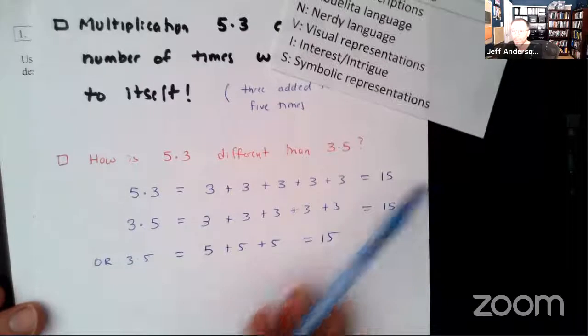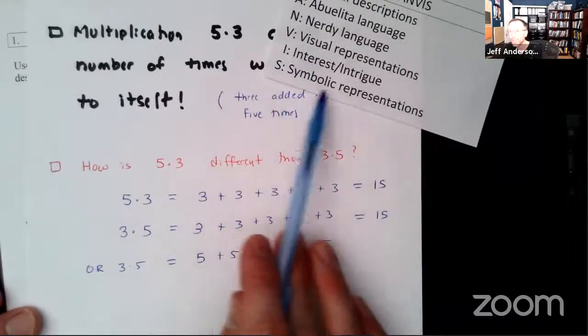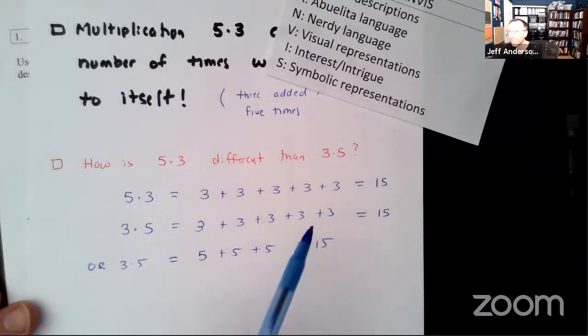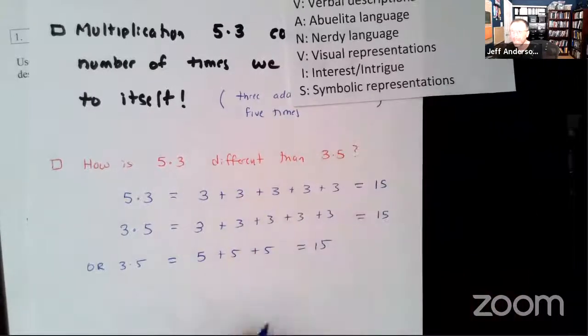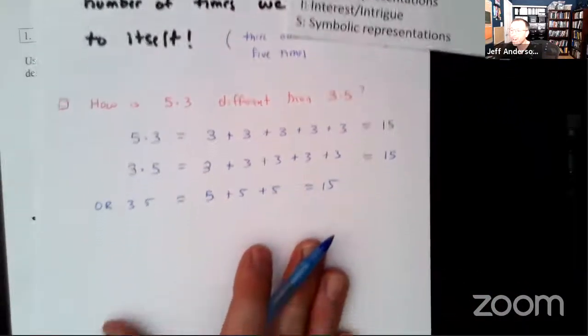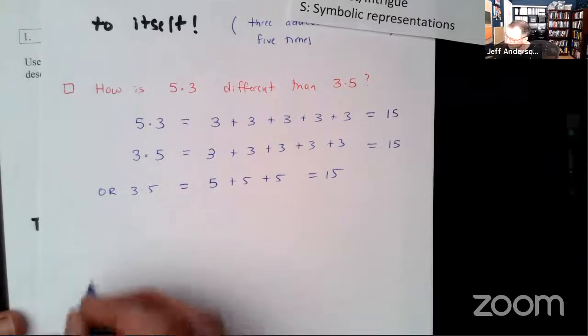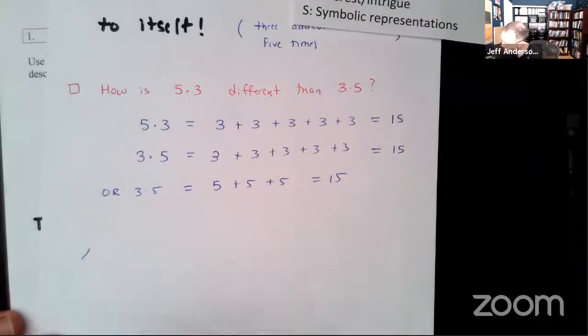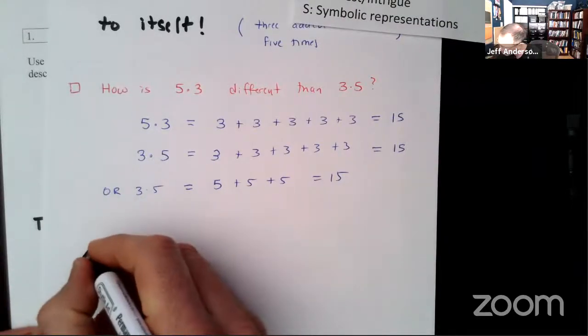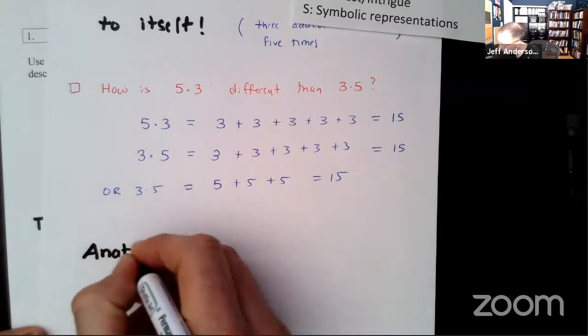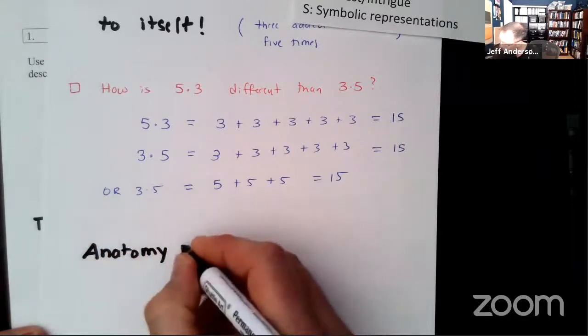And I think from this standpoint, this is where we might want to get into what we call a symbolic representation and start thinking about the anatomy of multiplication. So we're going to go ahead and call this the anatomy of multiplication. And we're going to start getting a little nerdy here.